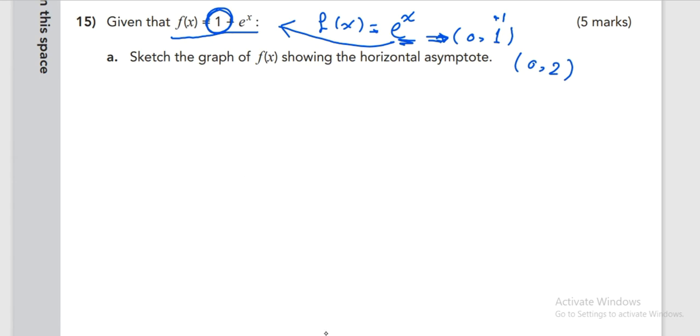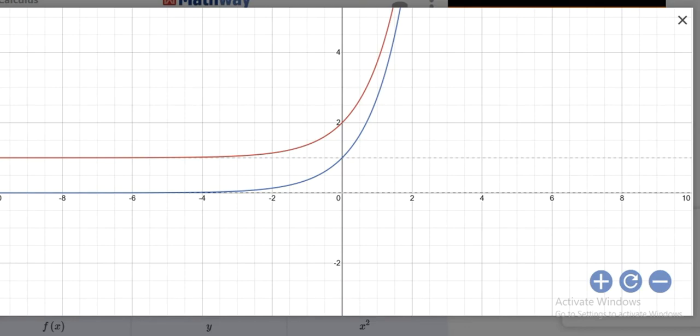I used this program to draw the graph. We will see the two forms. Here we have two graphs, the red one and the blue one. The blue one is the standard form, which is f of x equals e to the power of x. As we can see here, it intersects the y-axis at the point (0, 1), and we shift the graph on the y-axis by 1 unit up. It will be at (0, 2).